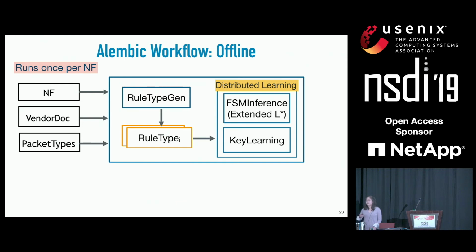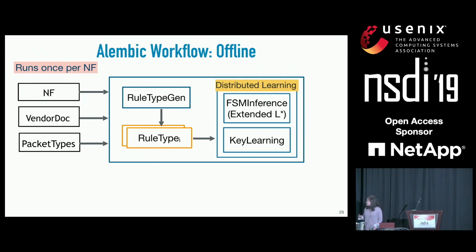At a high level, it's composed of two stages. The first one is offline, which needs to run only once per NF. We can afford a few hours to a few days for this offline process. It takes the NF as an input, the vendor documentation describing the types of rules that the NF can take, as well as packet types. In the case of TCP, SYN, SYN-ACK, and so on.